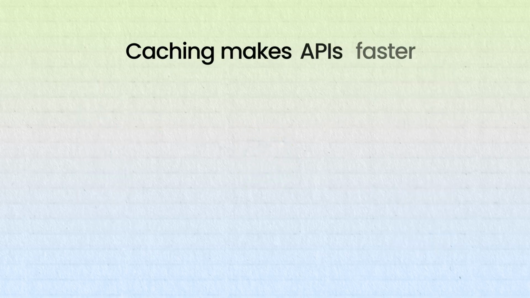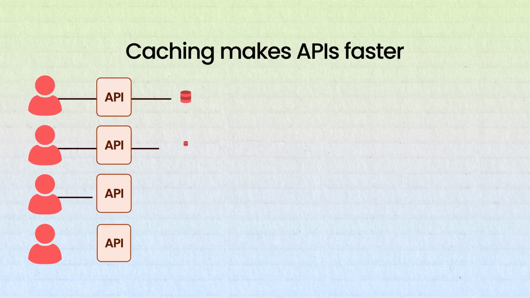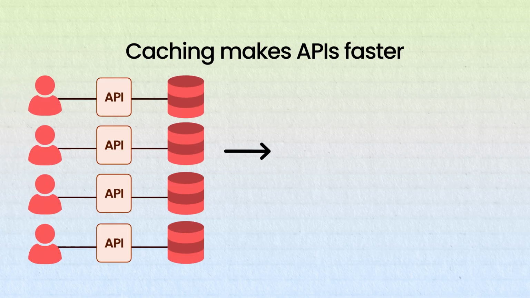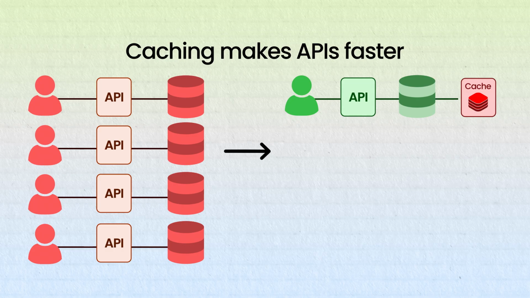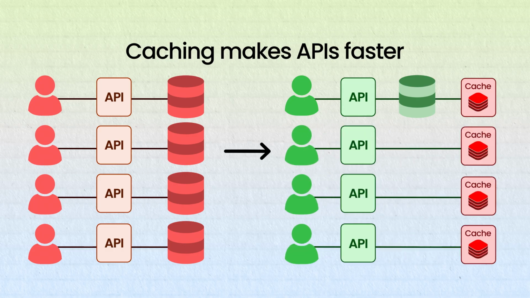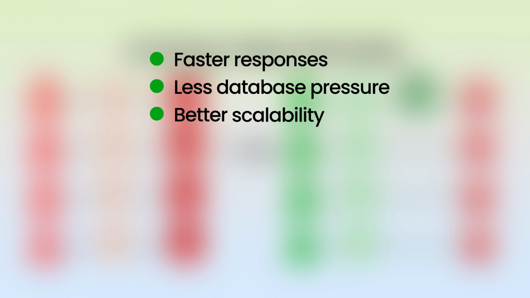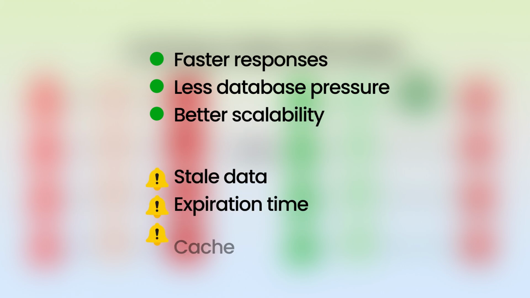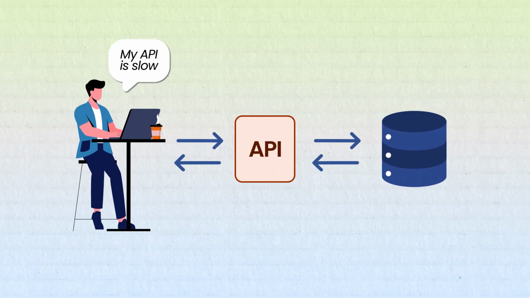So caching makes APIs faster because it changes this: every request goes to the database, into this: only the first request goes to the database, repeated requests come from the cache. That means faster responses, less database pressure, better scalability, but you must be careful with stale data, expiration time, and cache invalidation, of course. So the next time your API feels slow, do not immediately blame Java or Spring Boot.